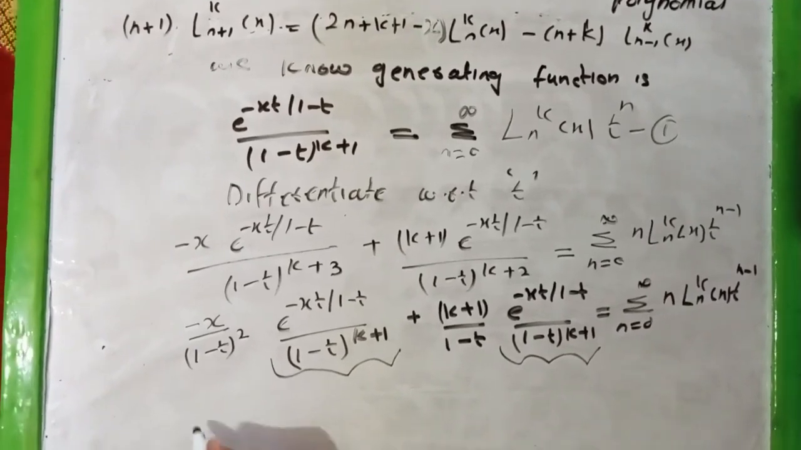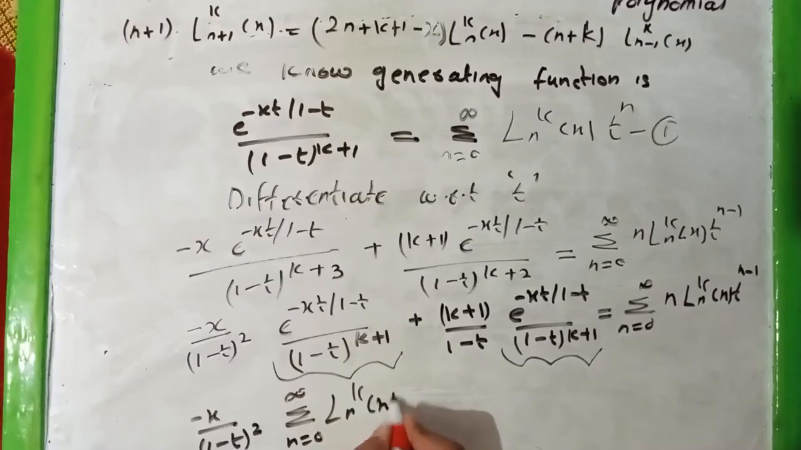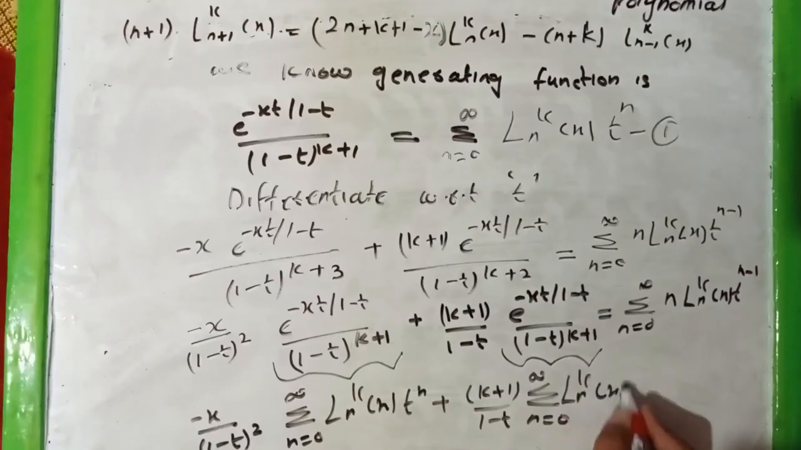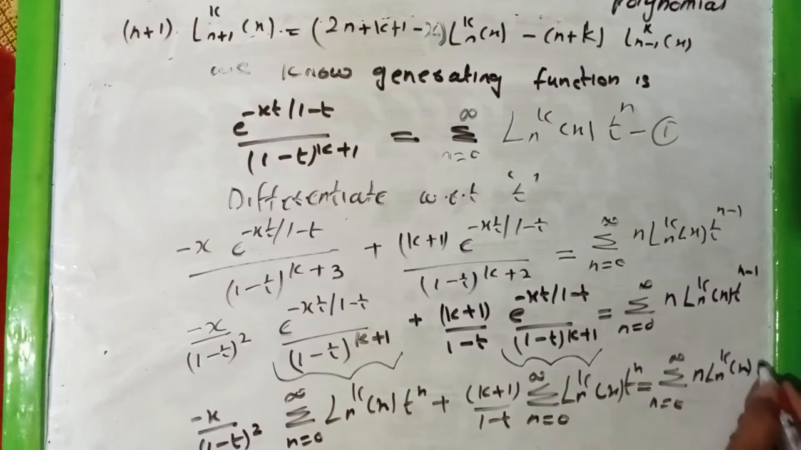So this becomes minus x over 1 minus t raised to power 2 summation n is equal to 0 to infinity L_n^k of x t raised to power n, plus k plus 1 over 1 minus t summation n is equal to 0 to infinity L_n^k of x t raised to power n, is equal to summation n is equal to 0 to infinity n L_n^k of x t raised to power n minus 1.